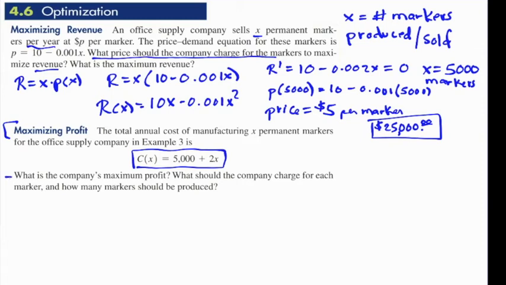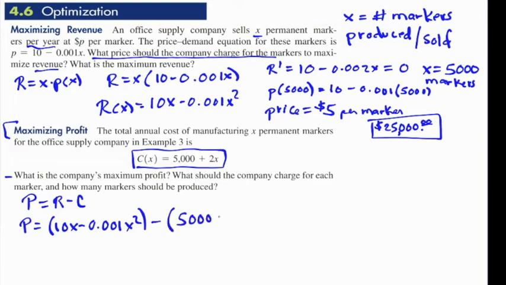Next, it says, what is the company's maximum profit? Well, to calculate profit, we need to define the profit function. And profit is equal to revenue minus cost. So we need to say that profit is equal to, we'll write the revenue function, 10x minus 0.001x squared. And from that, we will subtract 5,000 plus 2x.